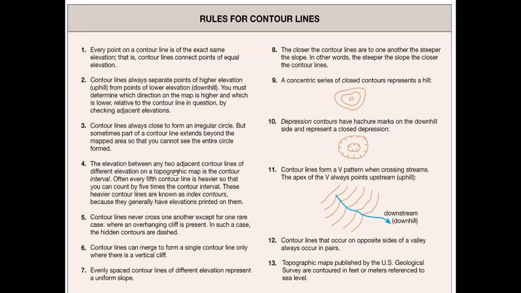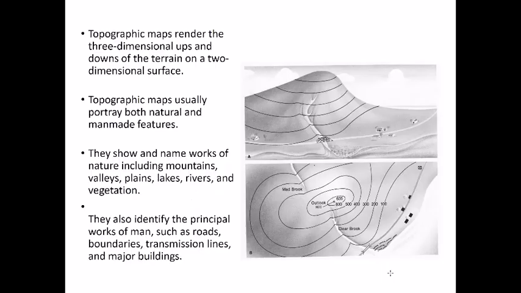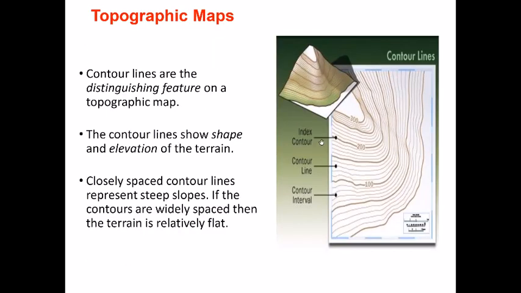The elevation between any two adjacent contour lines of different elevation on a topographic map is the contour interval. So something that we discussed before, what contour interval is. Often every fifth contour line is heavier, so that you can count by 5 times the contour interval. So like we discussed, we have index contours on which you can write down what the elevation is, and then you can count what should be the elevation for the other lines until you reach the next index contour.